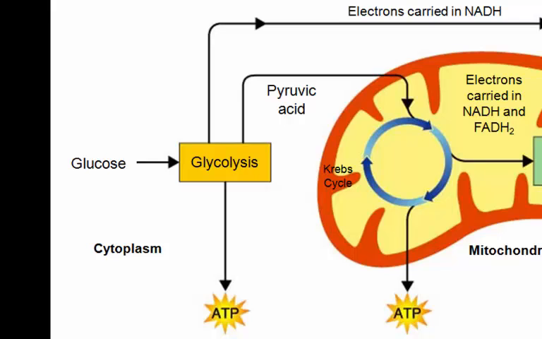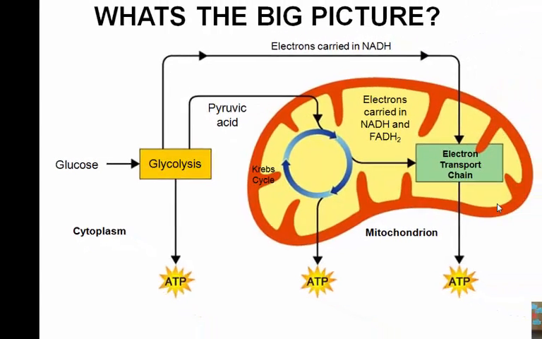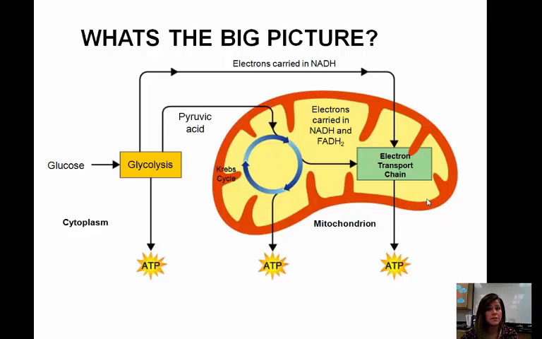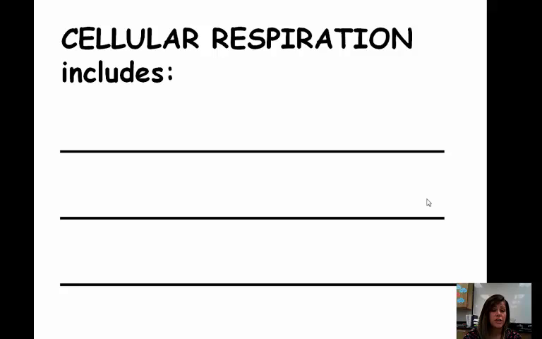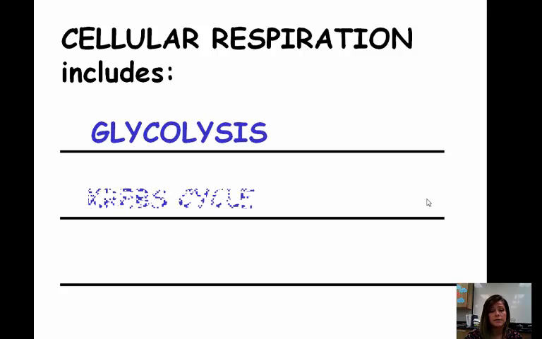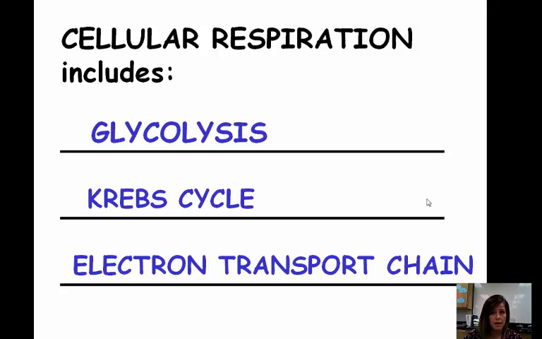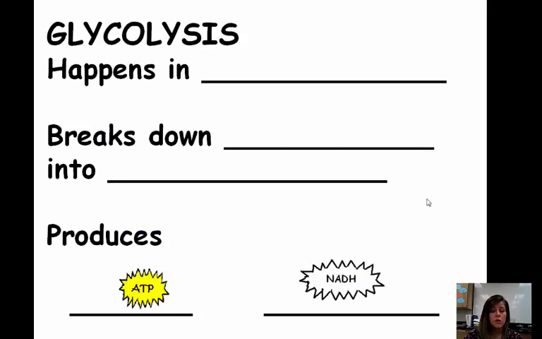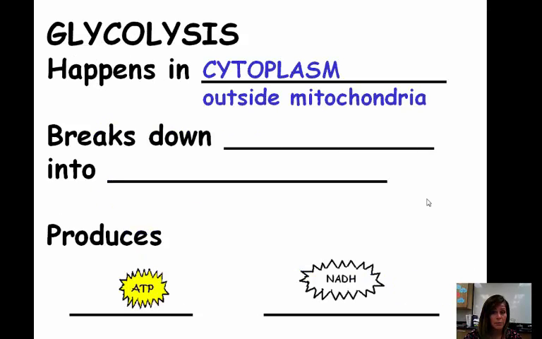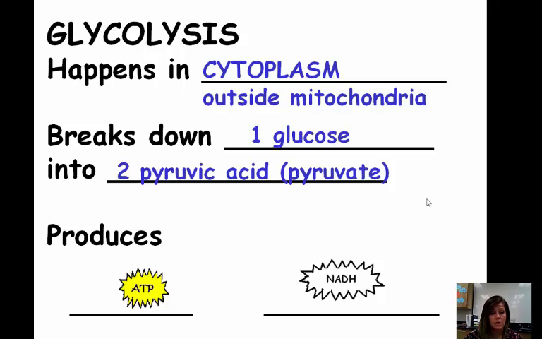So then we go into the mitochondria to go through the Krebs cycle, which makes, again, ATP, NADH, and FADH2 that is then used in the electron transport. So again, cellular respiration includes glycolysis, the Krebs cycle, and electron transport chain. So glycolysis happens in the cytoplasm outside of the mitochondria. It breaks down 1 glucose molecule into pyruvic acid molecules.